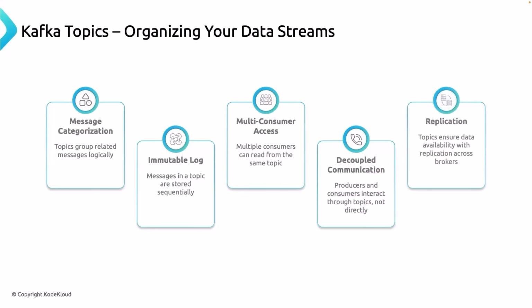Finally, we have the concept of replication. Kafka topics ensure data availability by replicating the messages across different brokers. We will be understanding the concept of replication in much more detail in a future video. And there you have it. 5 key aspects of Kafka topics that make them the backbone of your data stream. From categorization to replication, topics provide the structure and reliability you need for real-time data processing.